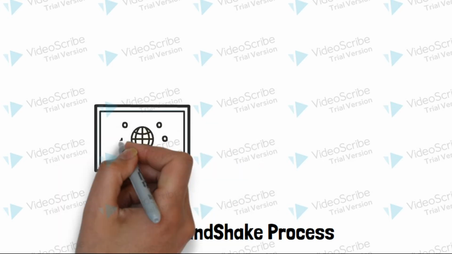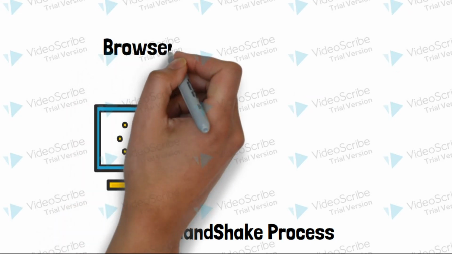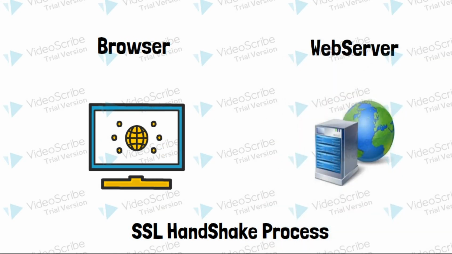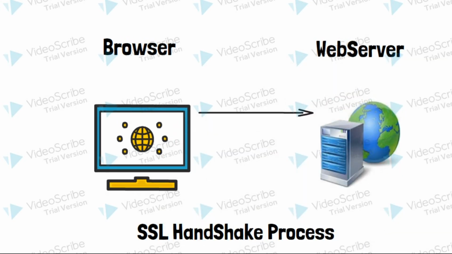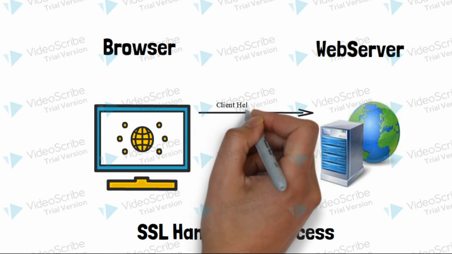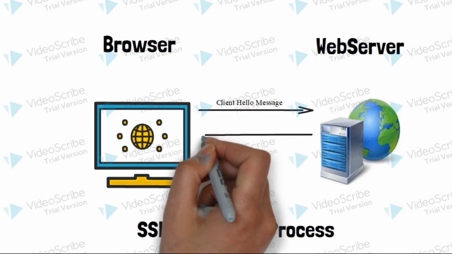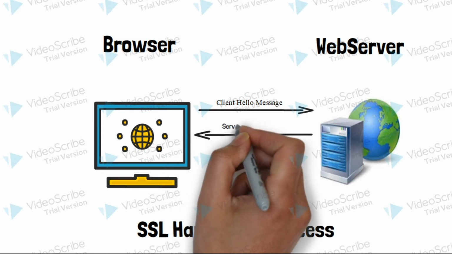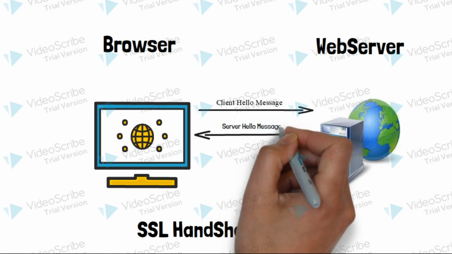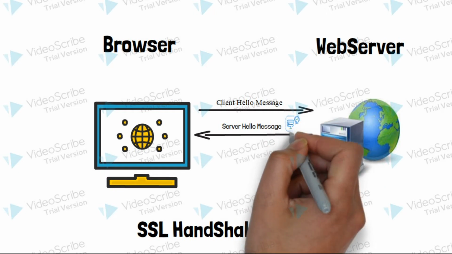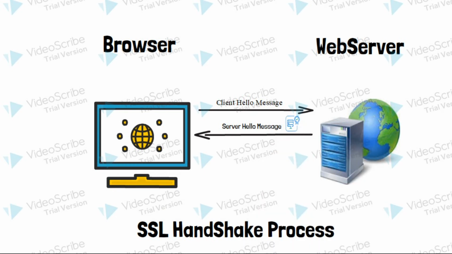Now, to explain the SSL handshake in a bit more detail, let us consider the example of the browser and the web server. At first, the browser or the client, as we call it, sends the client hello message to the server. This hello message that the client sends contains the SSL version, the cipher settings and other information. The server in return sends the server hello message to the browser. This hello message that the server sends to the browser contains the server's SSL version, cipher settings, and the SSL certificate with a public key and other information.